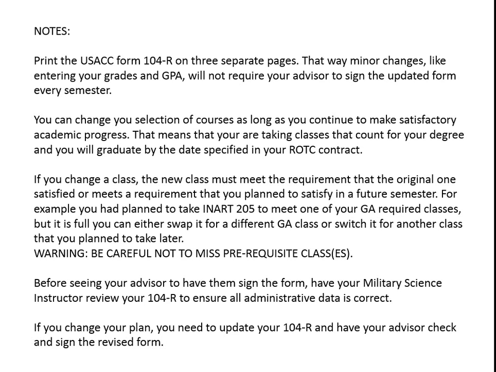Before taking your 104R to have your advisor review it and sign it, have your military science instructor review your 104R to make sure all the administrative data is correct. If you're on campus during the summer and your instructor is not available, contact the RU office. If you change your plan, you will need to update your 104R and have your advisor check and sign the revised form. By following these steps, you should have a 104R that is satisfactory the first time, or be very close to a viable plan. Good luck.